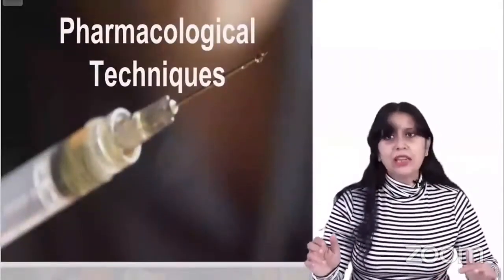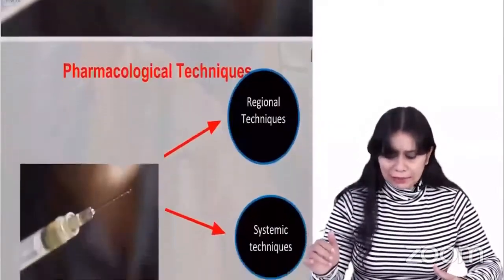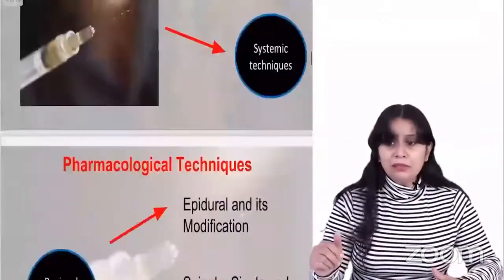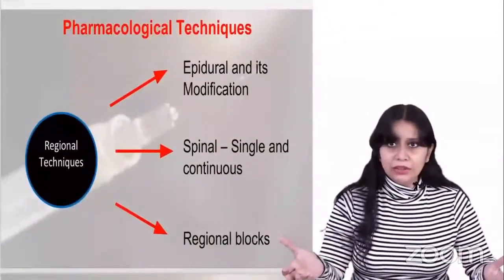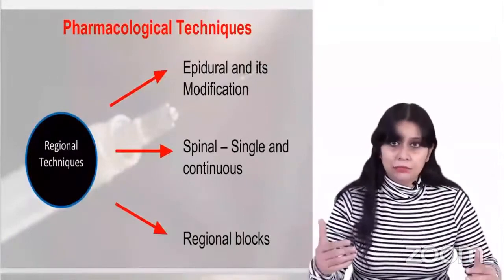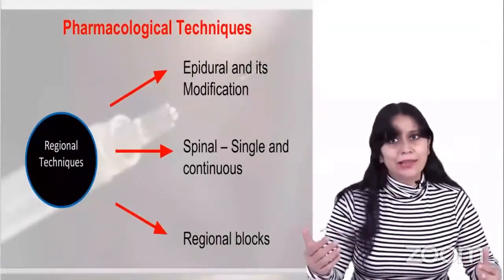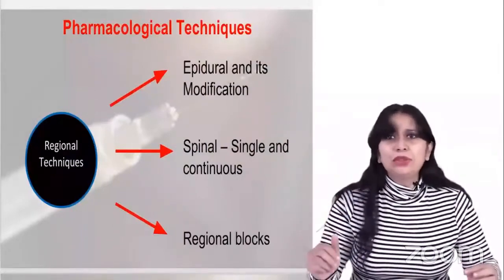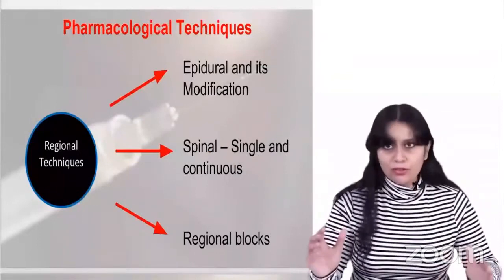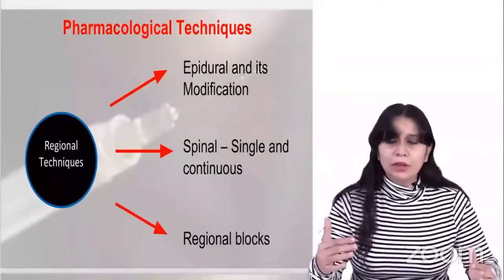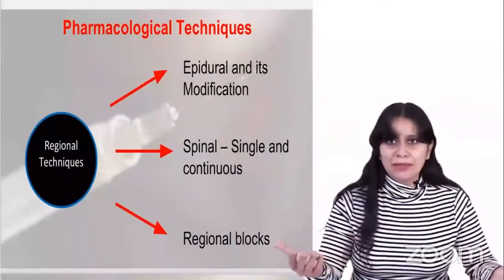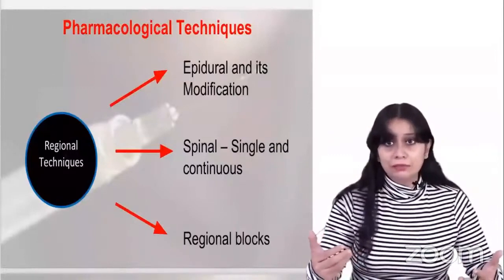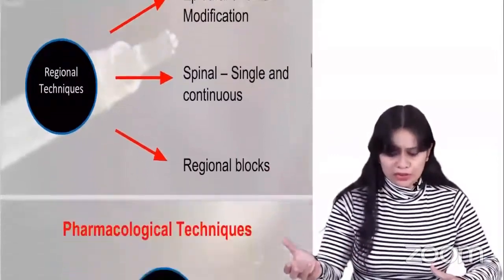Then coming to the pharmacological techniques. Pharmacological techniques again can be divided into two: regional and systemic. In regional, we have epidural and its modifications, spinal, single shot and continuous, and different blocks like the paracervical block and pudendal block as the fetus descends. These are mostly given by the obstetricians. What we are mostly doing is going for the epidural and its modifications, and spinal if we opt for that, and we'll talk about it. But before coming to this gold standard, the epidural and its modifications, I'll talk about systemic techniques.